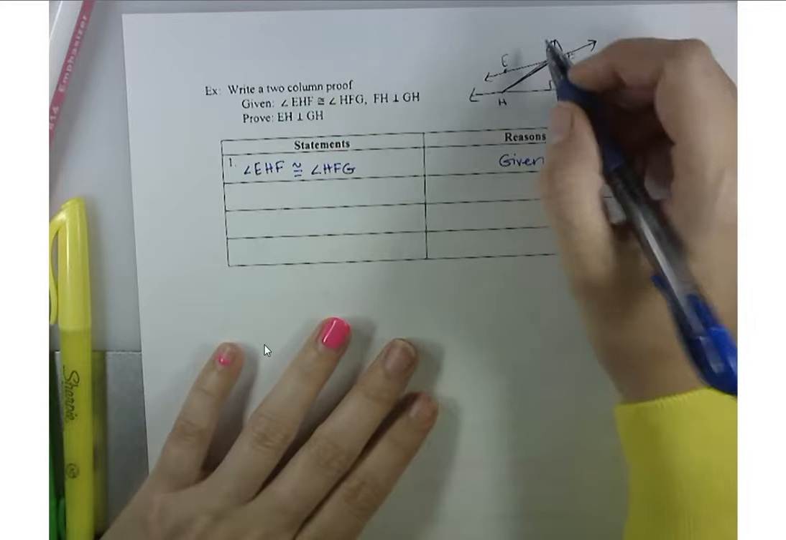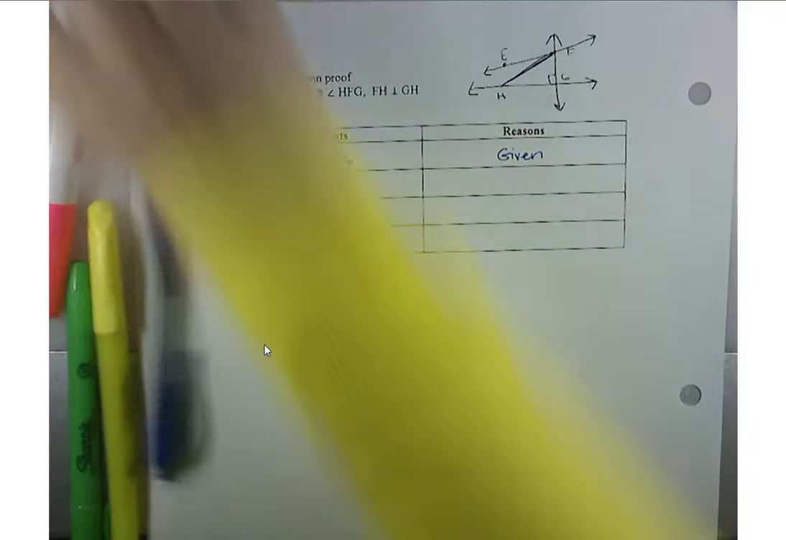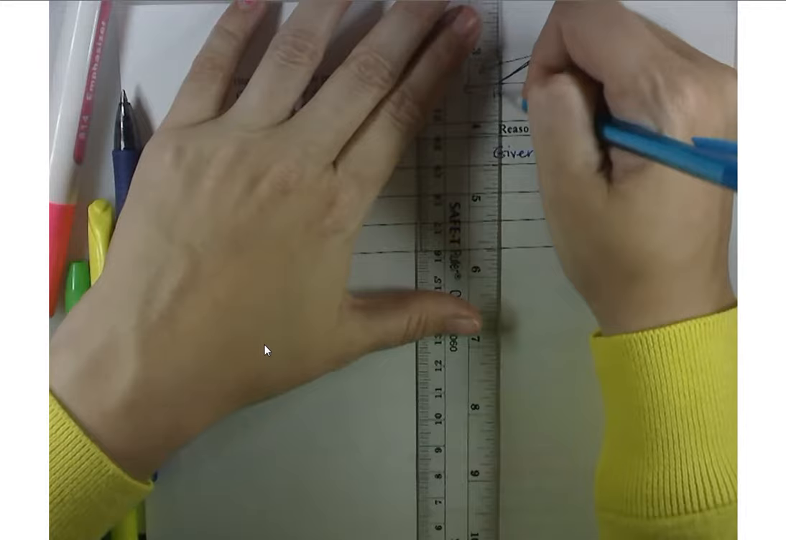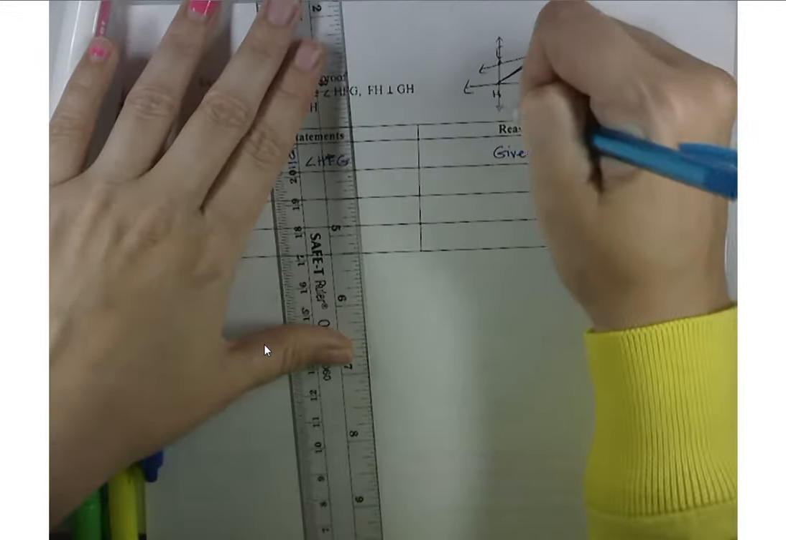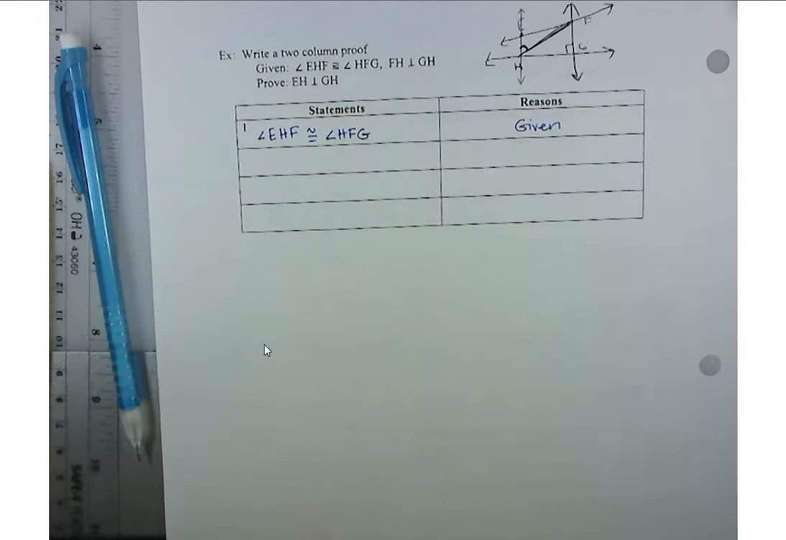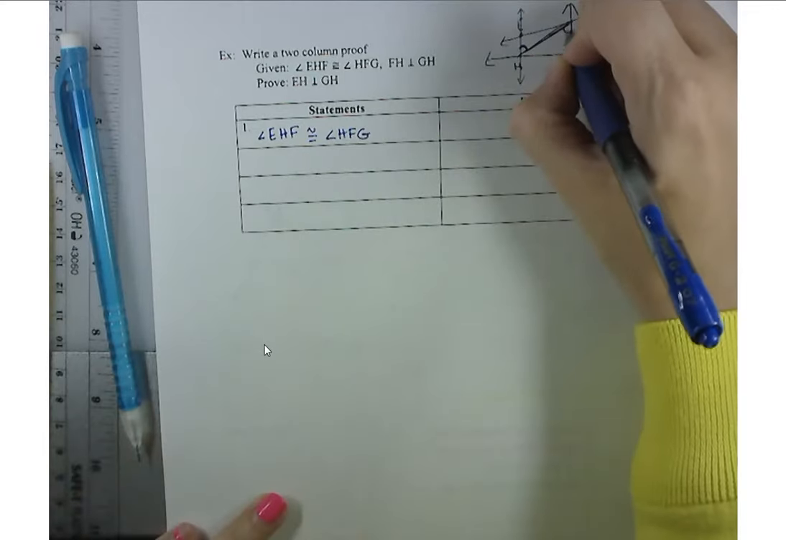So if EHF, oh, we should have a line there. Did you guys not have one either? It looks like I drew one in. So we're just gonna draw this one here. Okay, so angle EHF, which would be this angle here, is congruent to HFG, which would be this angle here.